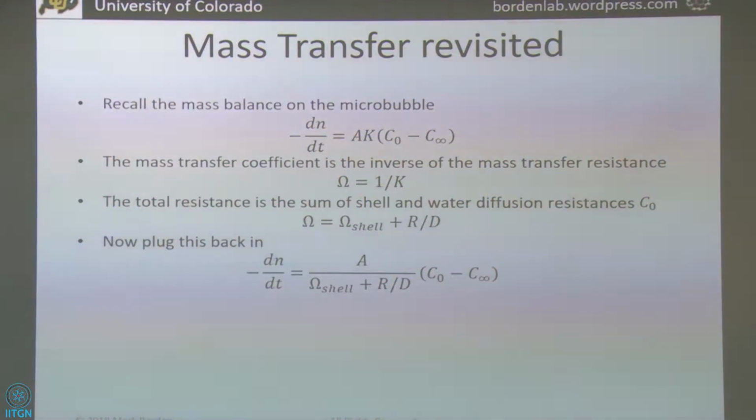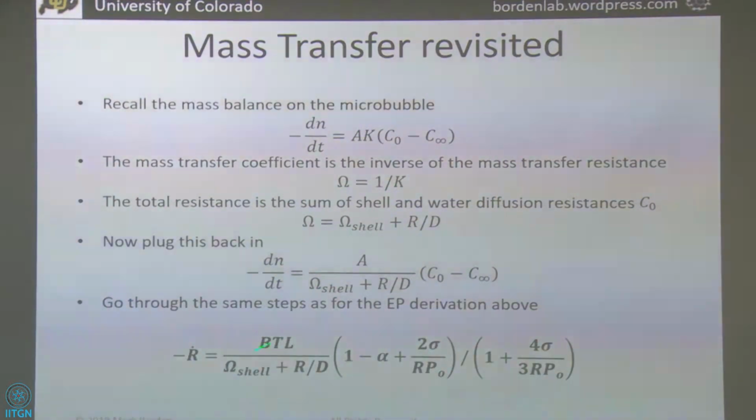If you plug that back in here, now you get these two terms in the denominator. Go through the same steps with Henry's law and the ideal gas law, and you get these terms here. So everything else is the same as the Epstein-Plesset equation, except we have this term here. If this term for the shell resistance goes to 0, you get the Epstein-Plesset equation.